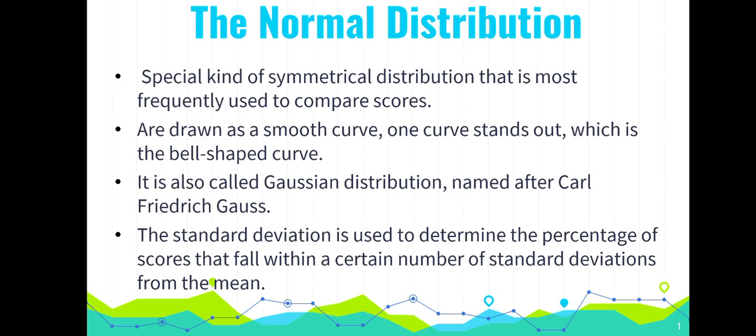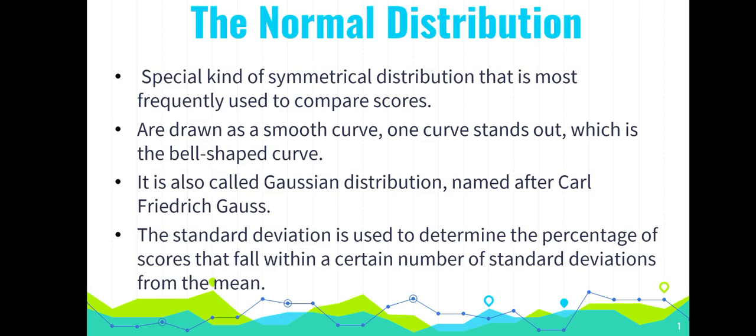So, a special kind of asymmetrical distribution that is most frequently used to compare scores. So, ito madalas yung ginagamit para makapag-compare ng scores ng ating mga students. So, these are drawn as a smooth curve, one curve standouts, which is the bell-shaped curve. So, para siyang bell. So, it is also called a Gaussian distribution, named after Carl Friedrich Gauss.